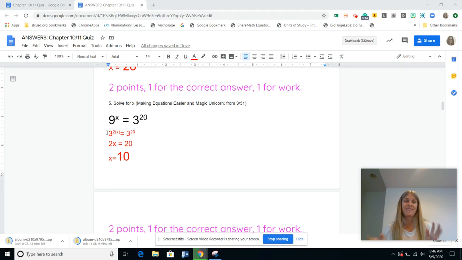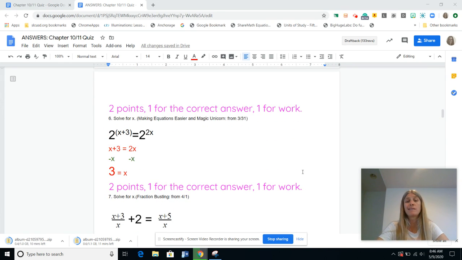Once we get those bases the same, they basically disappear and go away. So all we have to do is set our powers equal to each other, which is 2x is equal to 20. We divide both sides by 2, and x is equal to 10. So once again, we have 1 point for the correct answer and 1 point for your work.